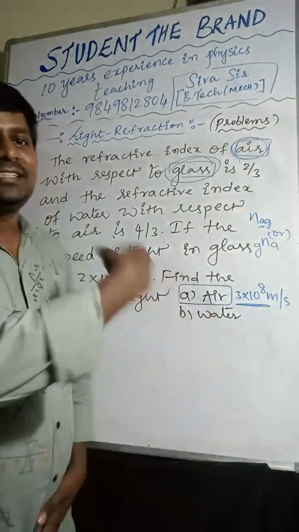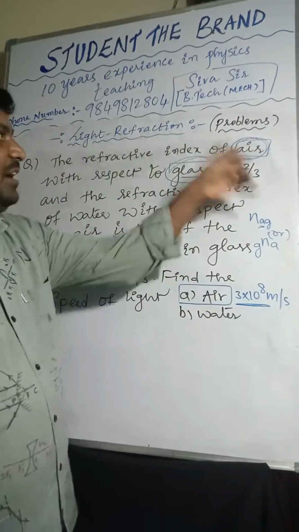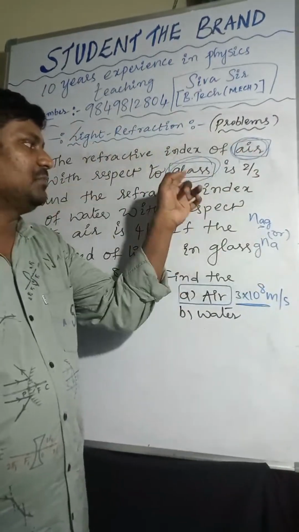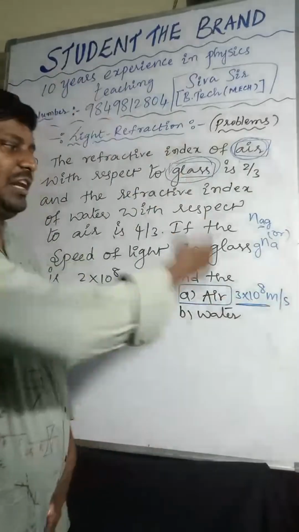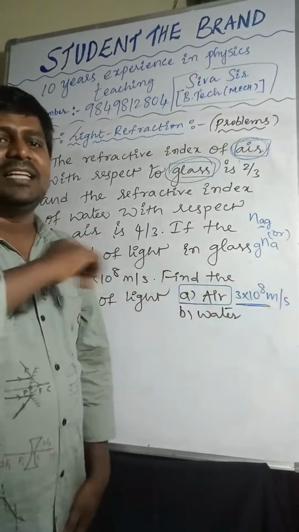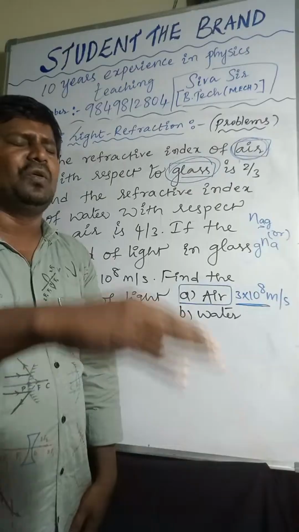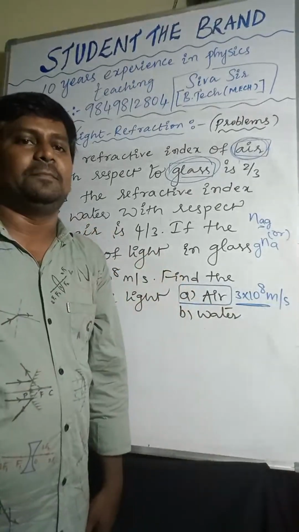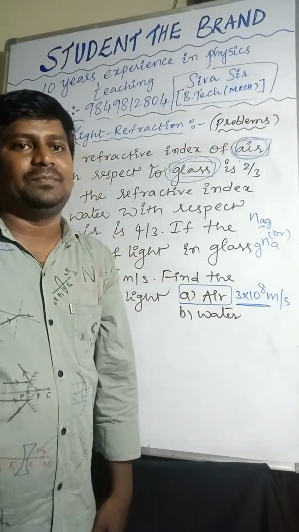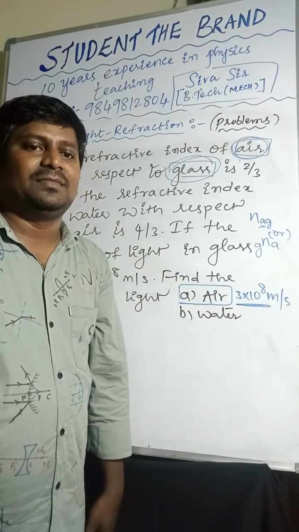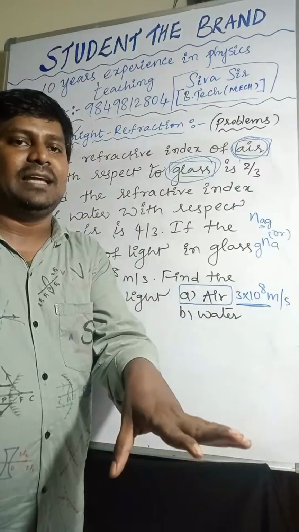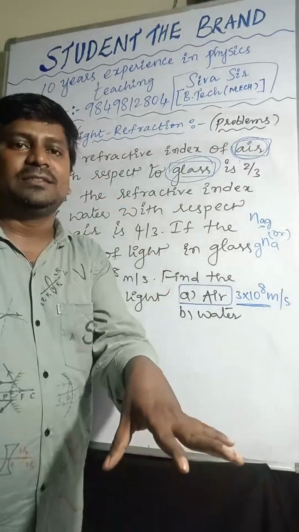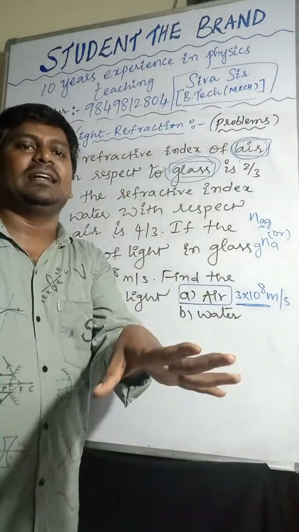This is the refractive index topic. Whatever medium comes first, you write that one. Whatever medium comes next, write that one. We'll get the answer. Easy way, simple way. You cannot miss the concept. Once you follow this technique, definitely you will get the answer.